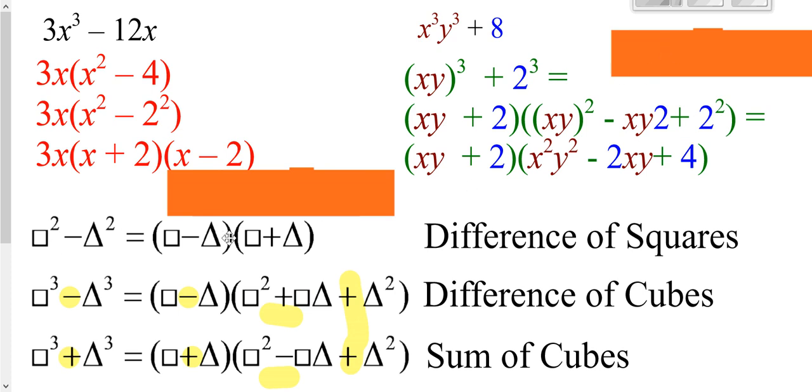Now, these differences of squares, differences of cubes, and sum of cubes formulas, I will not give you on your test or your quiz. You will need to have those memorized.